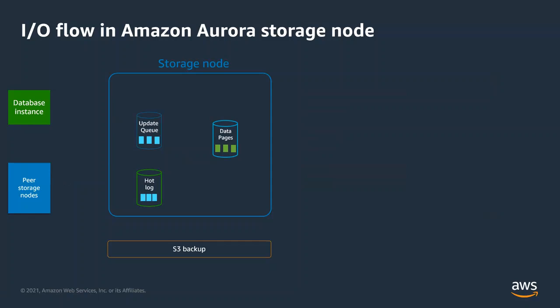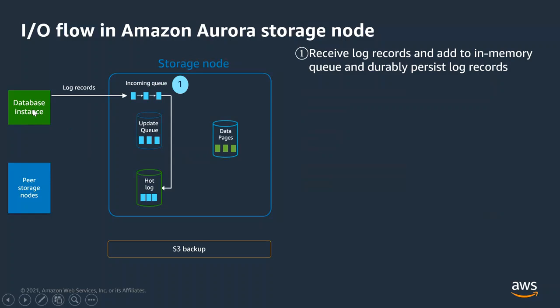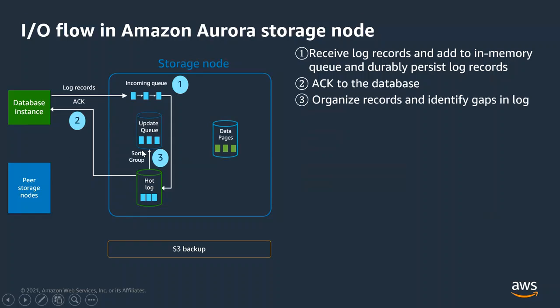So let's go through how I/O flows in the storage node. The storage node is a component that receives the data from the database instance and then durably persists it. So in the first step, the database instance sends the log records, the changes that are produced on behalf of the customer, to the storage node. The storage node adds it to memory and puts it in persistent NVMe storage. Immediately it responds back saying, okay, it has been durably persisted.